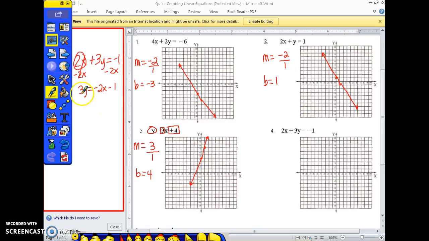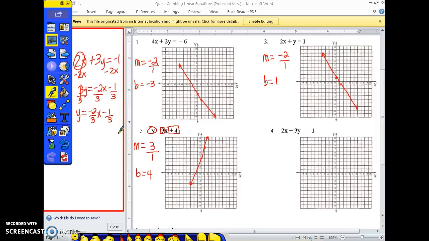Y has a coefficient of 3. This is 3 times y. So to get rid of the 3, I have to divide every number in the equation by 3. 3 divided by 3 is 1, which leaves me with y. Negative 2 divided by 3 does not give me a whole number, so I'm going to leave it as a simplified fraction. Negative 1 divided by 3 does not give me a whole number, so I'm going to leave it as a simplified fraction as well.